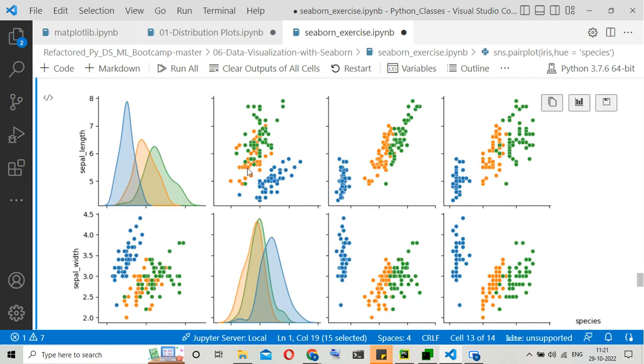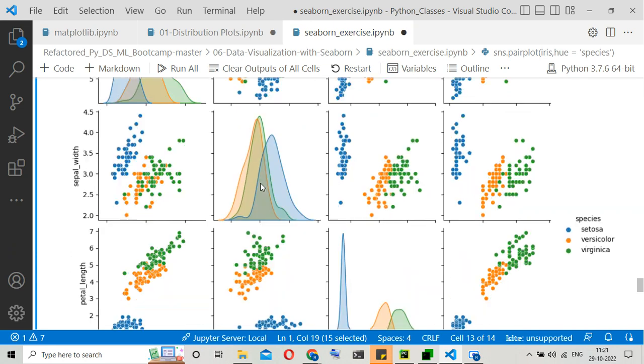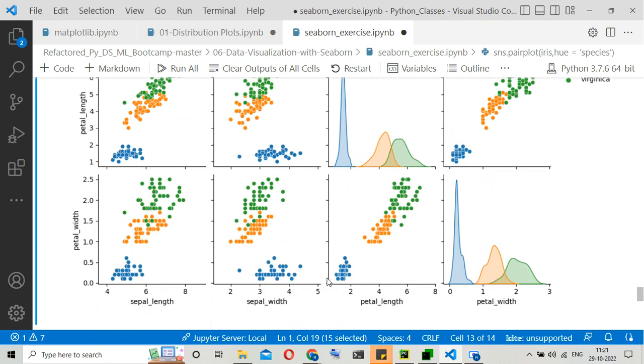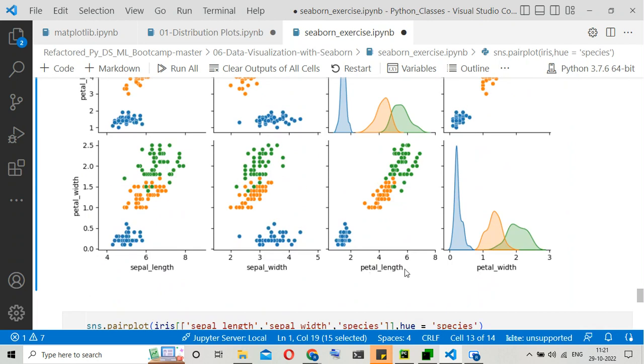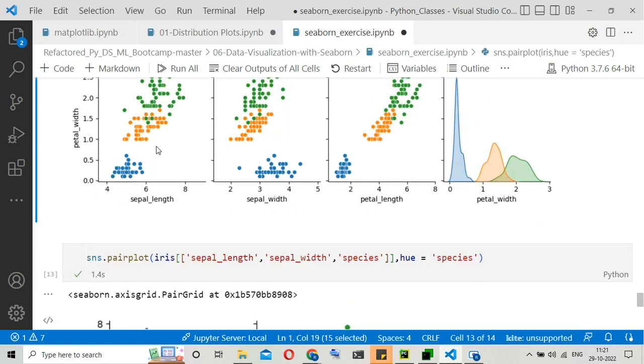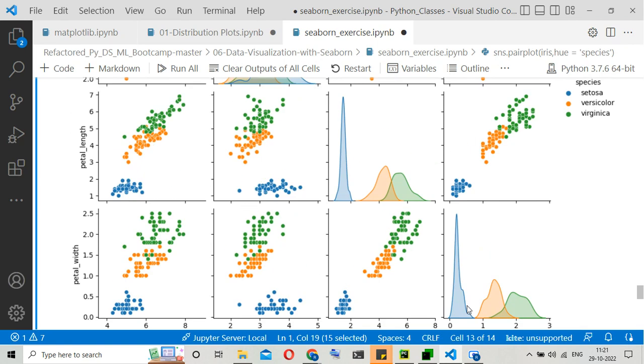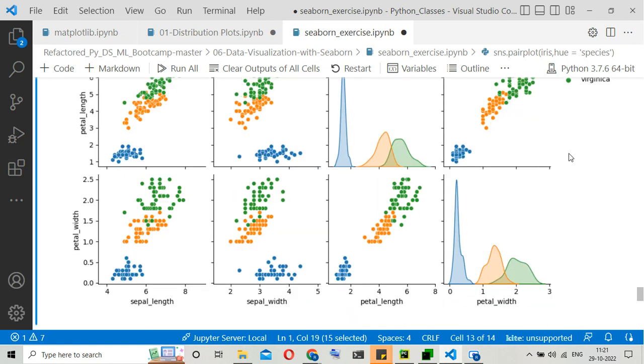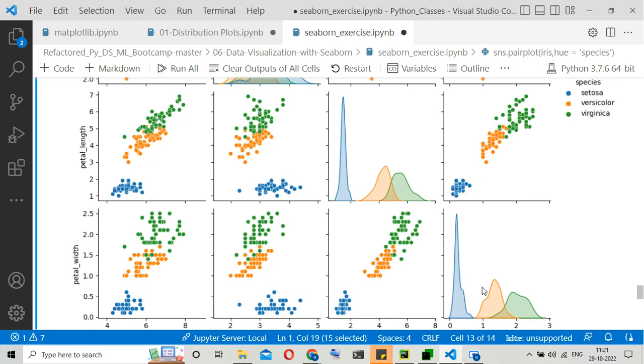Because as width increases, does your length increase or not? That is the idea. You have to figure it out. Here you can see petal length versus petal width. As the length of the petal increases, the width of the petal also increases. You can say something from that. You can clearly say this setosa group is always different from the other two, versicolor and virginica.